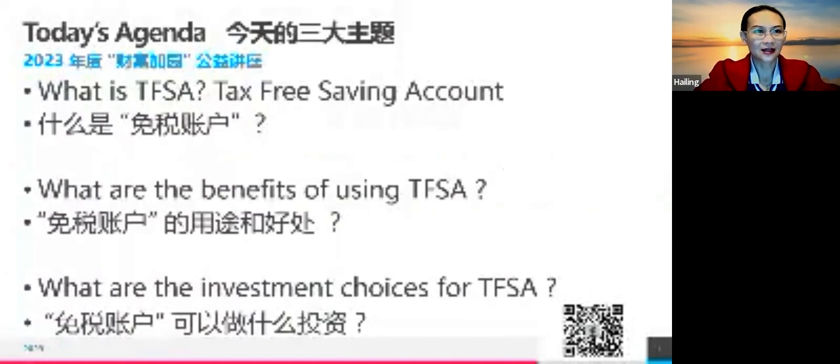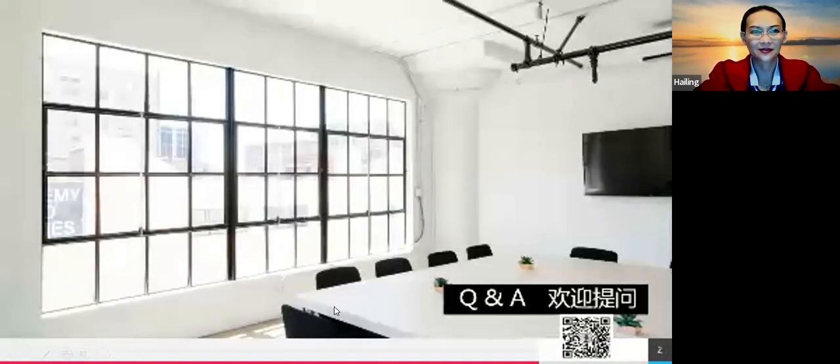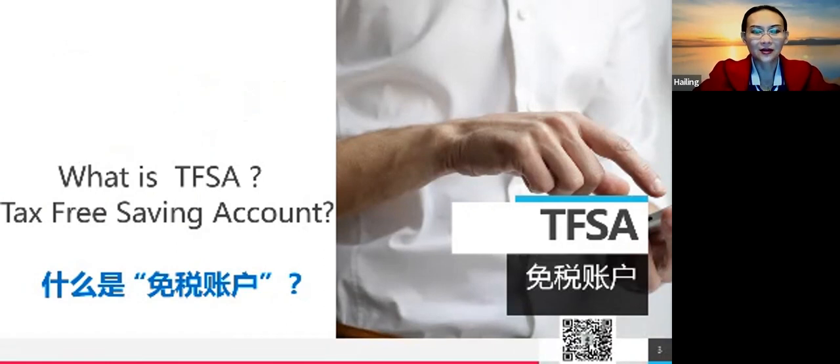So today's agenda, I will share with you three major themes. Number one, what is a tax-free savings account? Number two, what are the benefits of using a tax-free savings account? Number three, what are the investment choices for a tax-free savings account? So the first thing a lot of people ask: what is a tax-free savings account?